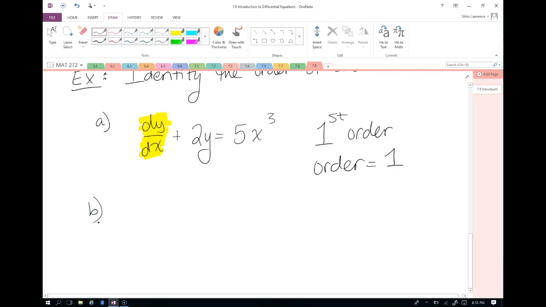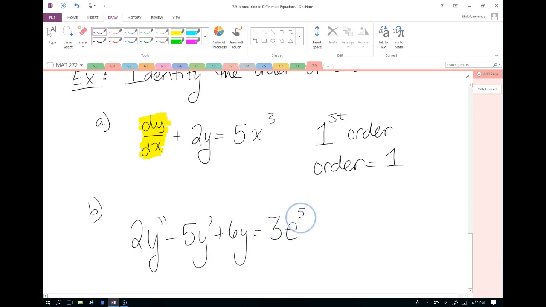Some of the problems my differential equations class is actually solving right now are 2y double prime minus 5y prime plus 6y equals 3e to the 5x. It's an equation that contains derivatives, so it's a differential equation. All we want to know is what is the order. So the order only has to do with the derivatives that we see. So y prime represents a derivative. Y double prime also represents a derivative.